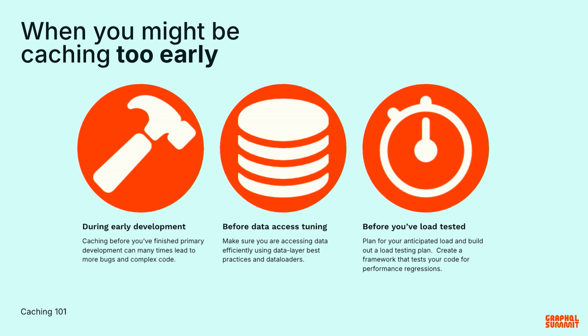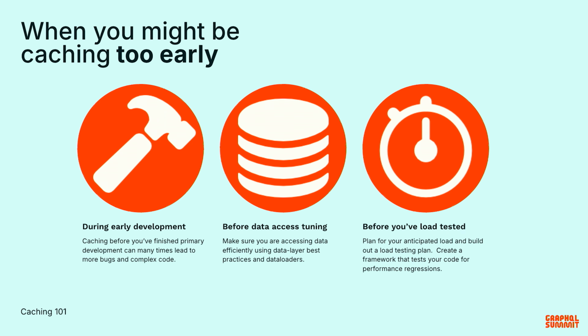So when you might be caching too early, first is you're in early development. Starting to over-cache and start to rely on cacheability before your application's fully written and fully tested is usually a recipe for madness because you're going to have a lot of weird states that you're going to have to handle early. Best to have your application fully working and baked before you start thinking about adding cacheability on top of your applications, especially full response caching.